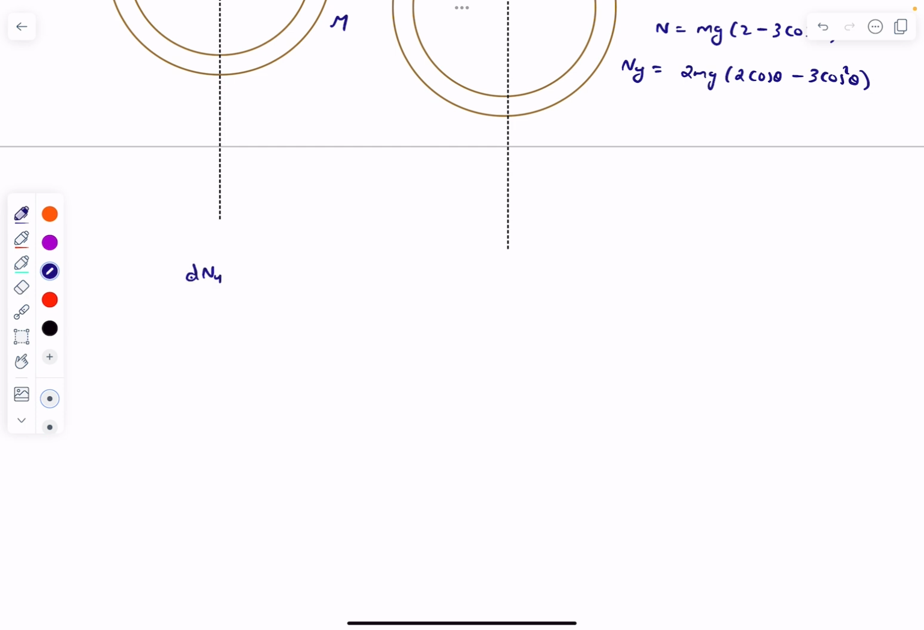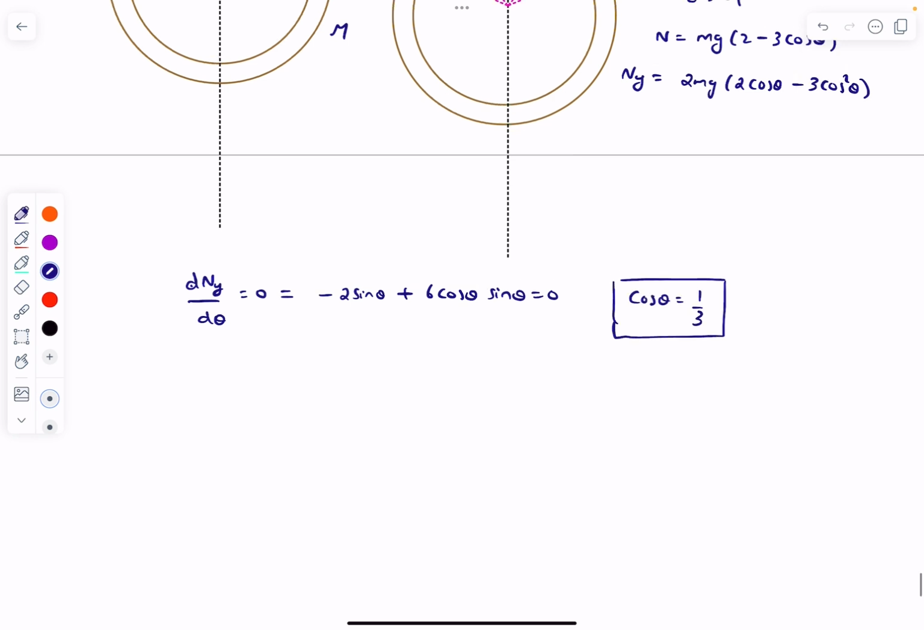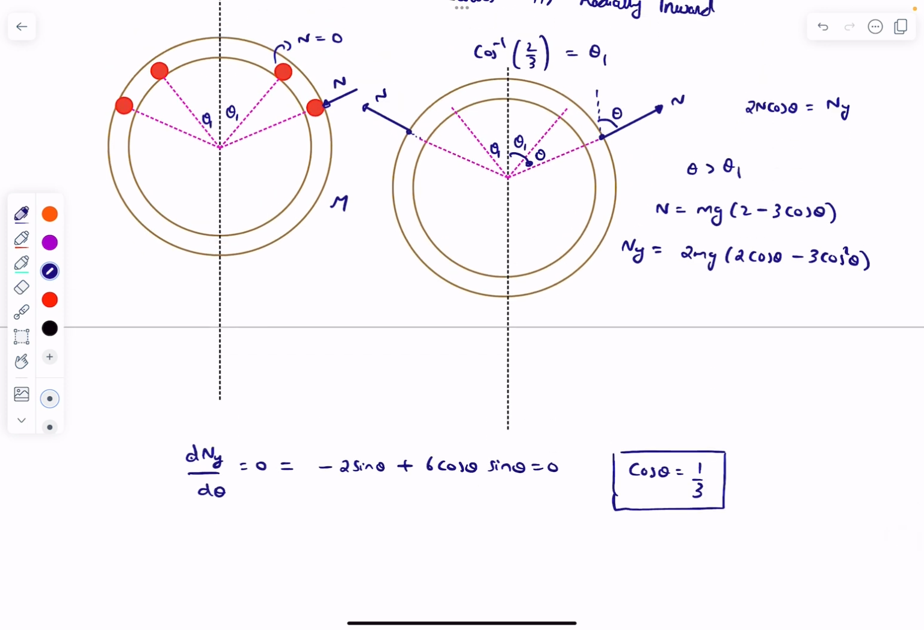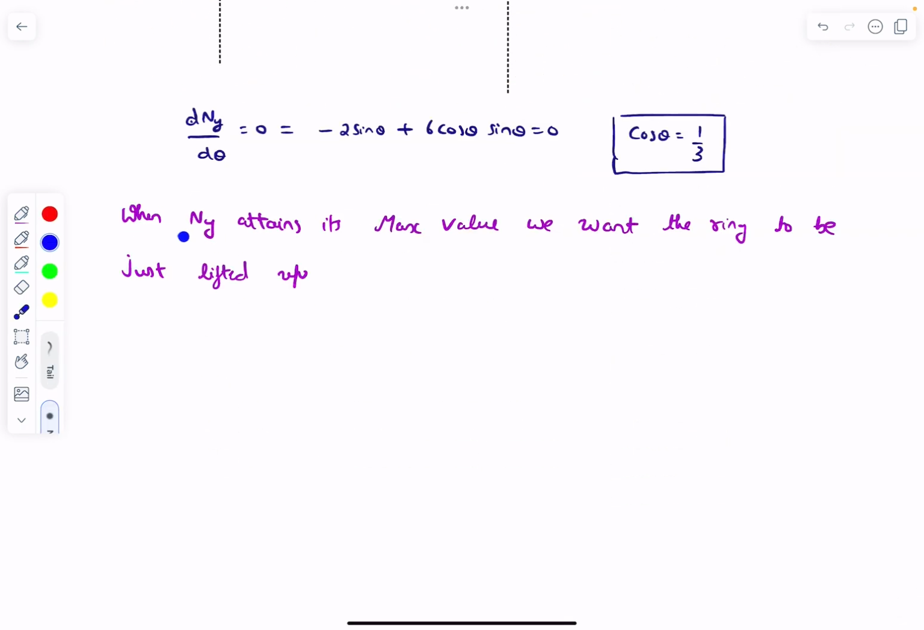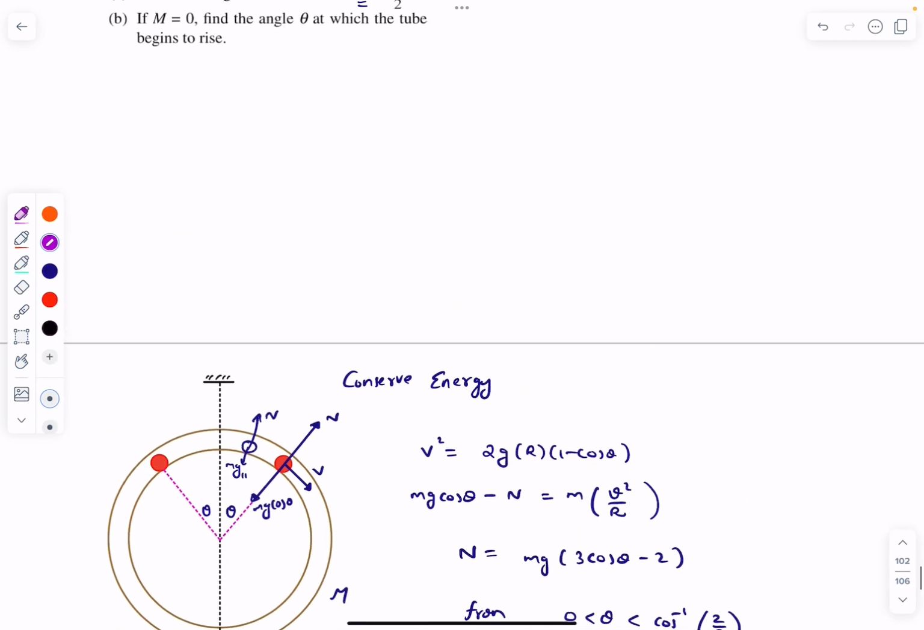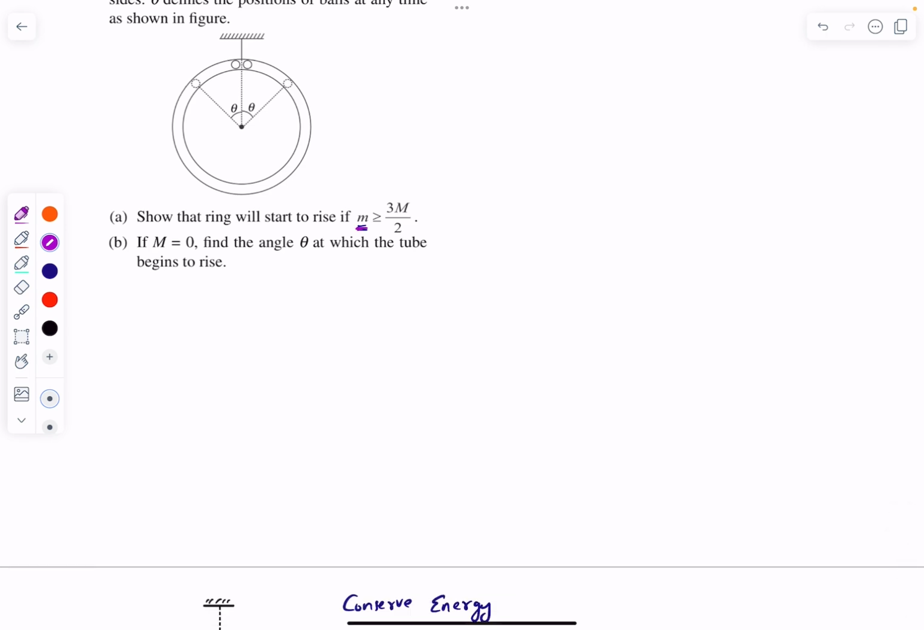For that, we can just find dNy by d theta and set it equal to 0. So this will be minus 2 sin theta plus 6 cos theta sin theta, and we set it equal to 0. From here we get cos theta equals 1 by 3. This corresponds to our value of theta at which Ny is maximum. When Ny attains its maximum value, we want the ring to be just lifted up. This will give us the limiting value of m for which it rises up.